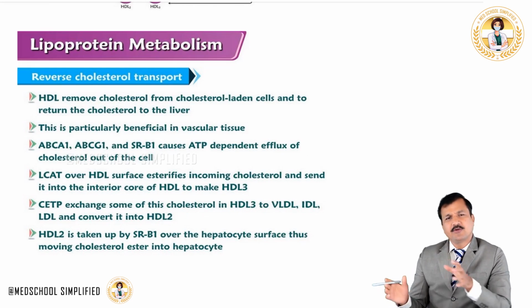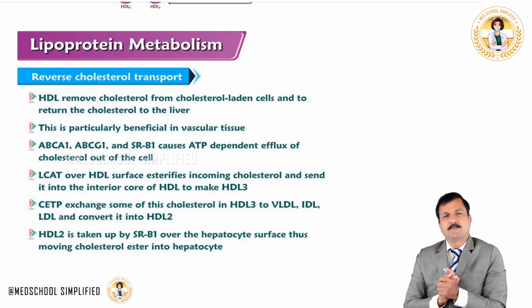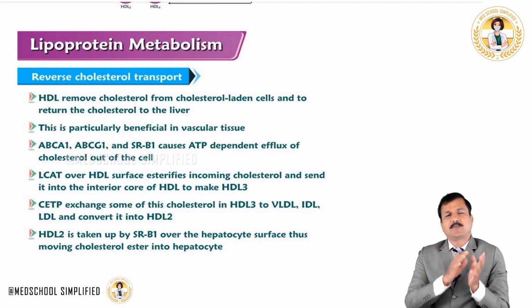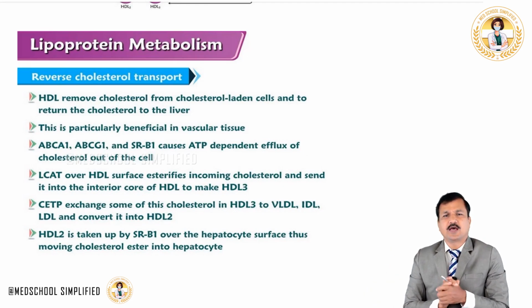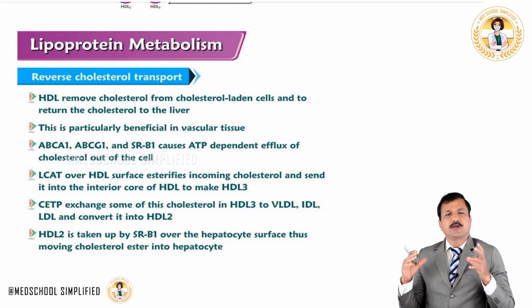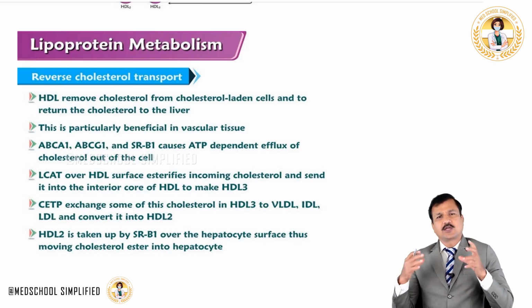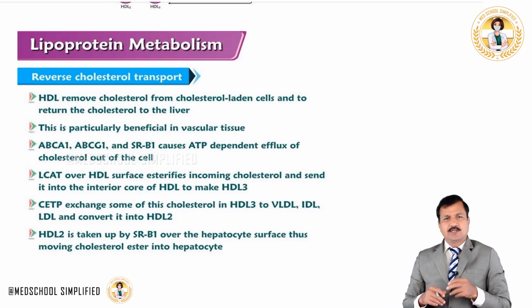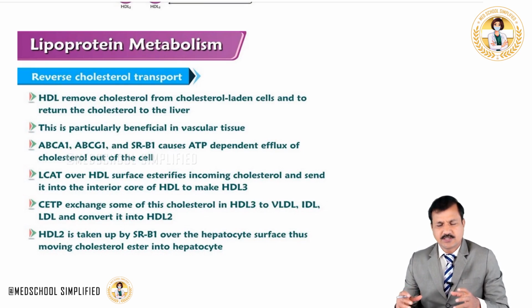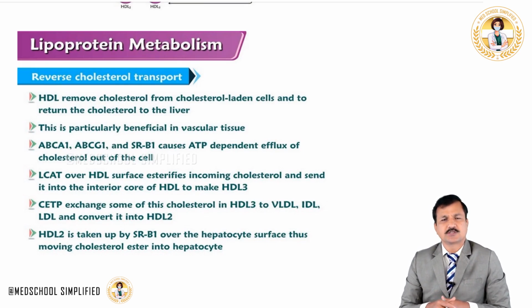That means the reverse journey of cholesterol from the peripheral tissues back to the liver is referred to as the reverse cholesterol transport mechanism, and this is done by high density lipoprotein. This is particularly beneficial for vascular tissue, because accumulation of excess cholesterol in the vascular tissue may initiate the atherosclerosis process, leading to hardening of the blood vessel.